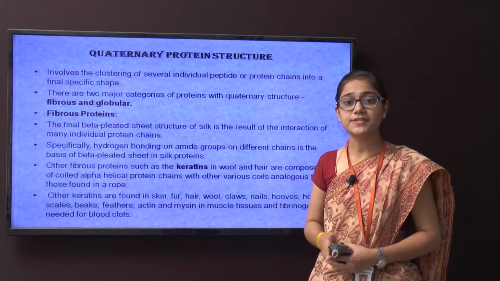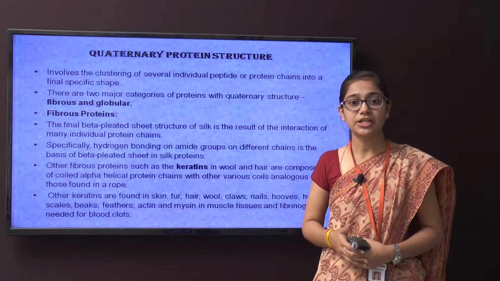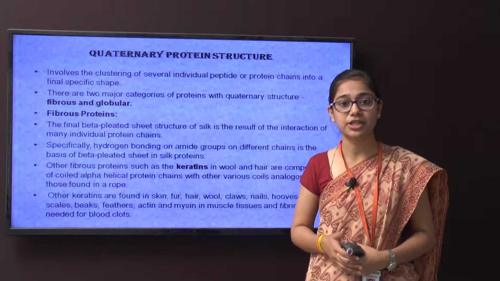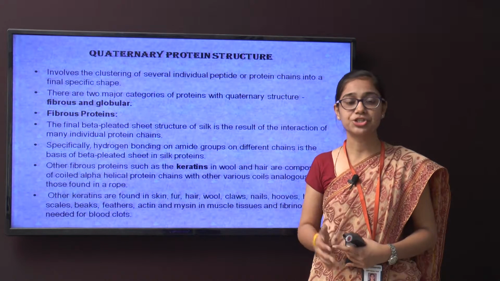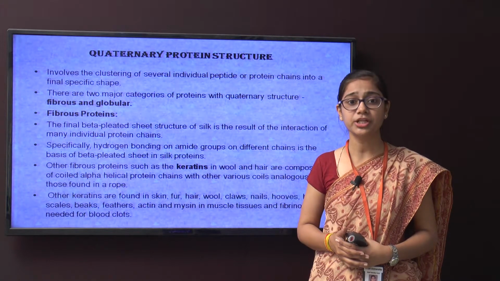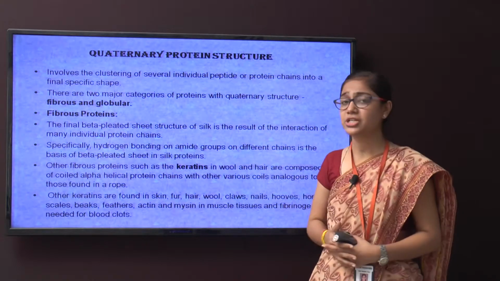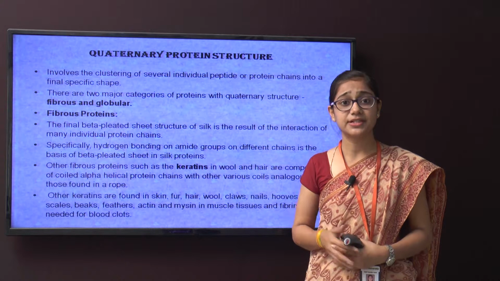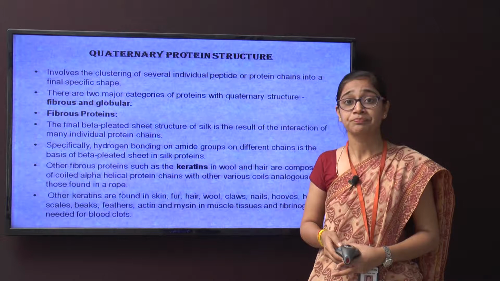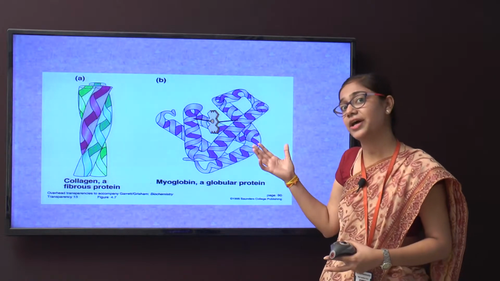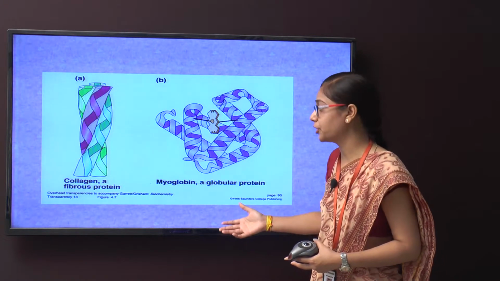Next one is the quaternary structure of protein, which involves several individual peptide or protein chains coming together into a final specific shape. There are two major categories of quaternary structure of protein, fibrous and globular. For the fibrous protein, the final beta-shaped structure of silk is an example which contains fibrous protein. From the diagram you can identify the clear difference between fibrous and globular protein.